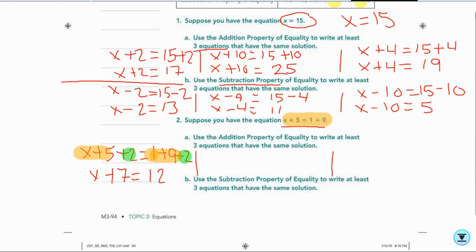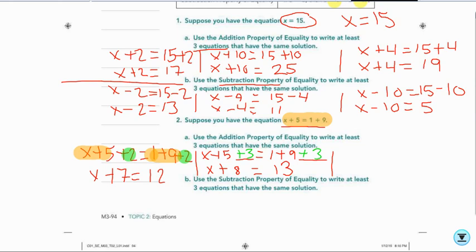My next equation I'm going to write could be something like x plus 5 and then something, equals 1 plus 9, and then something. So I'm going to use some color coding here to show the difference. So I could say plus 3. And if I did it there, I need to do plus 3 on the other side. So if I were to take this, this would be x plus 8 is equal to 10 plus 3 is 13.